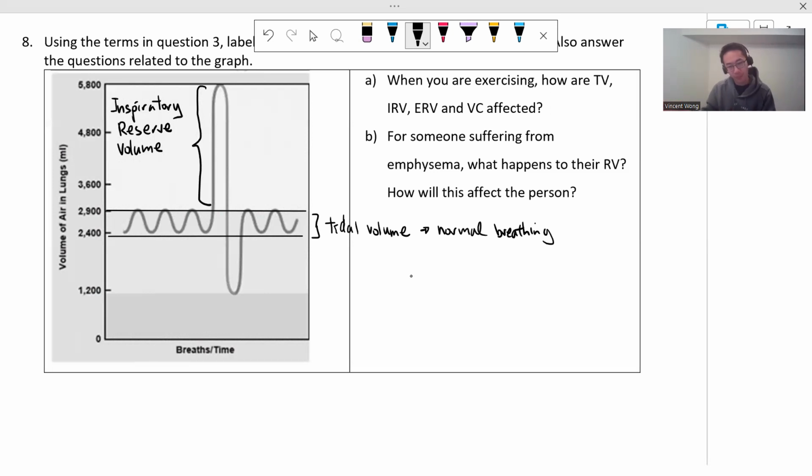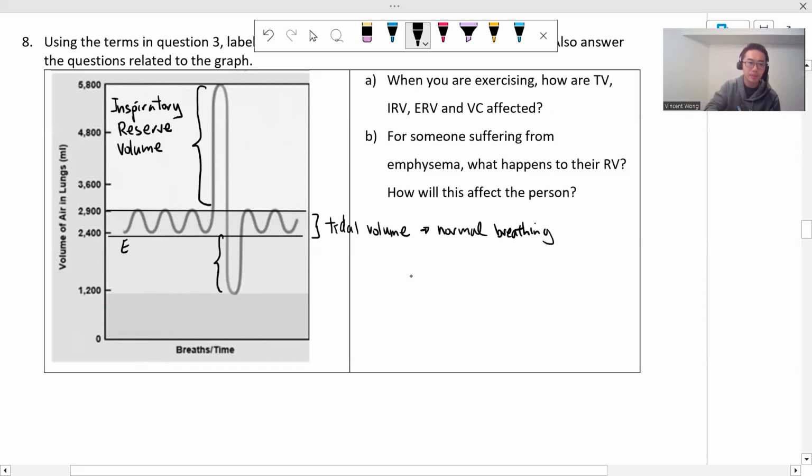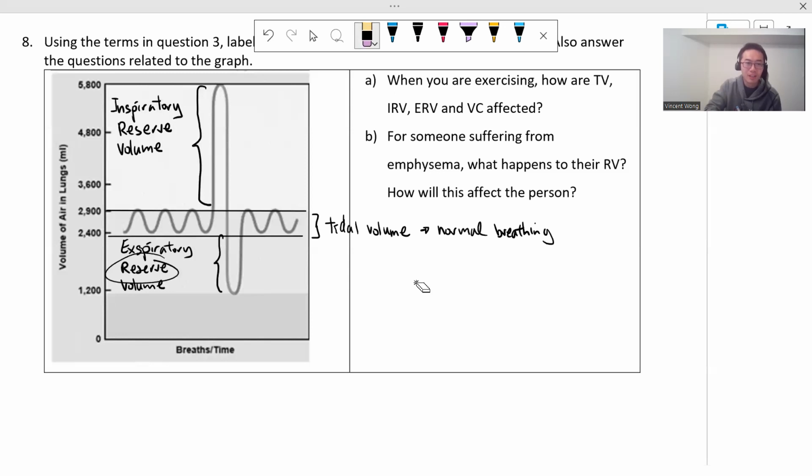And the opposite is true. If you breathe out as much as you can, okay, until you can't breathe out anymore, all that stuff that came out, that's the expiratory reserve volume. I don't know why it's written backwards, but really, these are volumes of air that are reserved for you to breathe out. That's basically what it means, right? And these are volumes of air that are reserved for you to take in should you need more air.